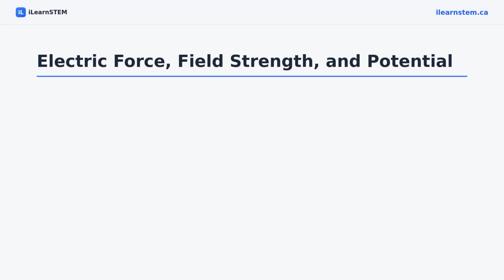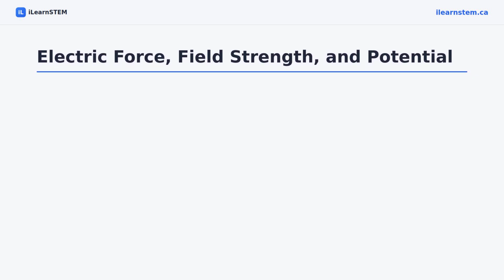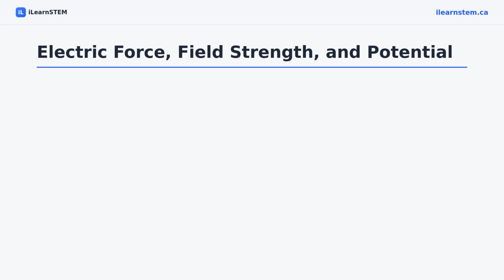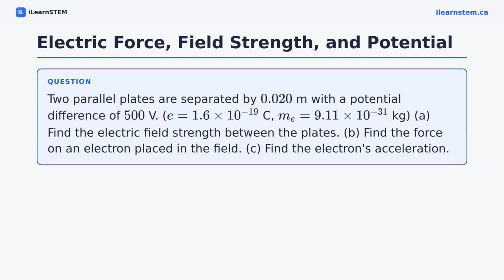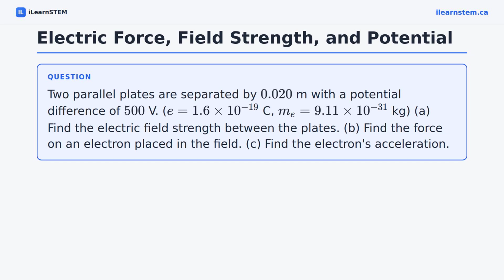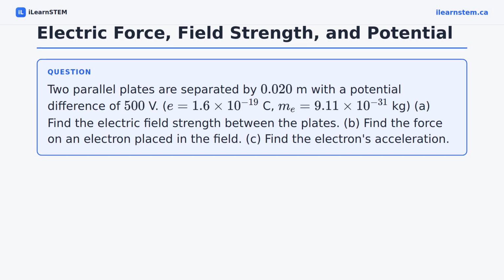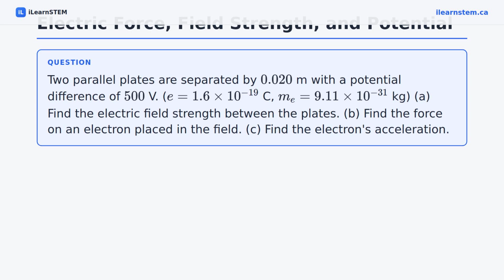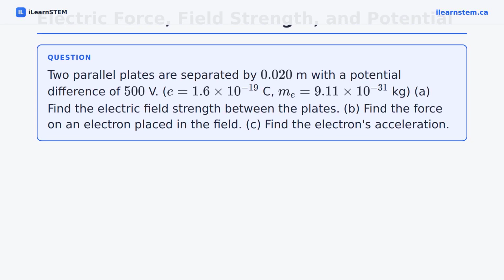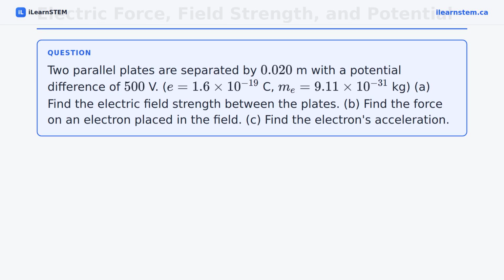We'll practice finding electric field, force, and acceleration for an electron between parallel plates. Here's the problem. Two parallel plates are separated by 0.020 meters with a potential difference of 500 volts. Given the electron charge and mass, find the electric field strength between the plates, the force on the electron placed in the field, and the electron's acceleration.